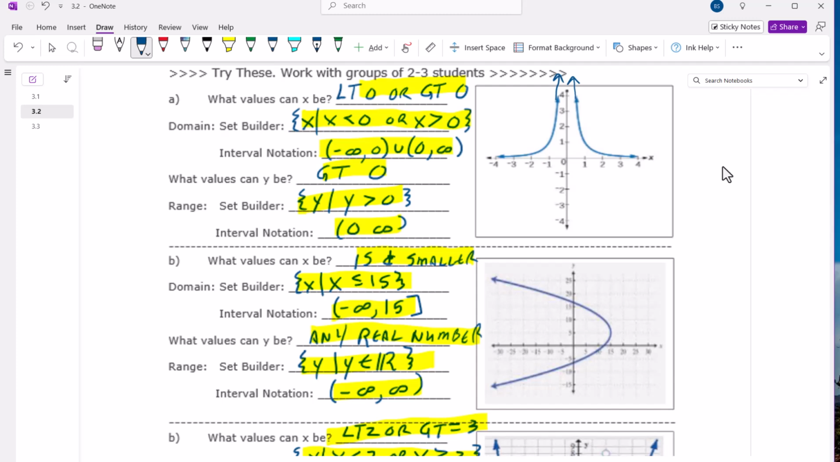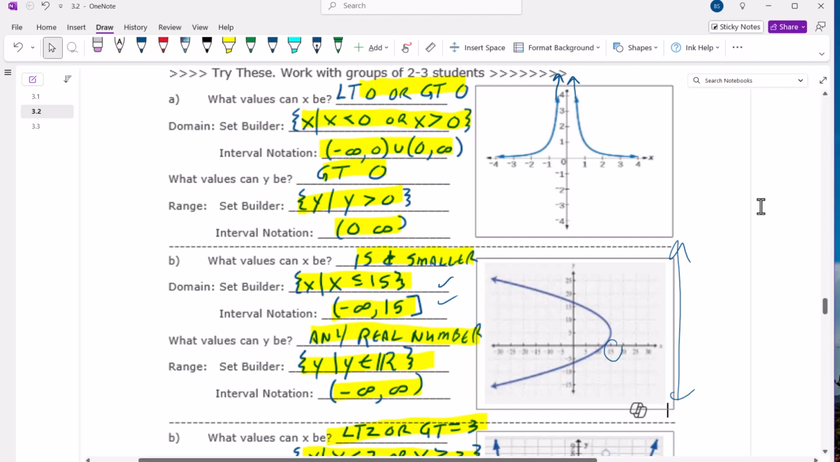B looks like x is 15 and smaller. So here's how you'd write the domain. And then the y value, it just keeps getting bigger and smaller. So y is going to go through everything. So that would be any real number. Okay, pause the video if you need to correct anything.